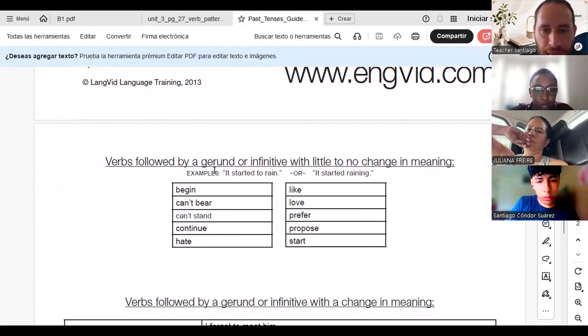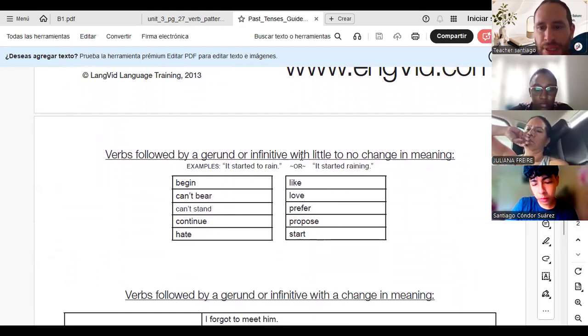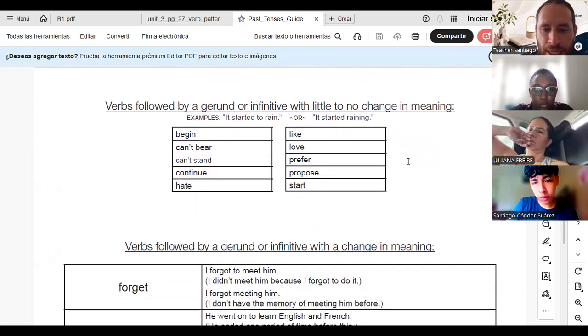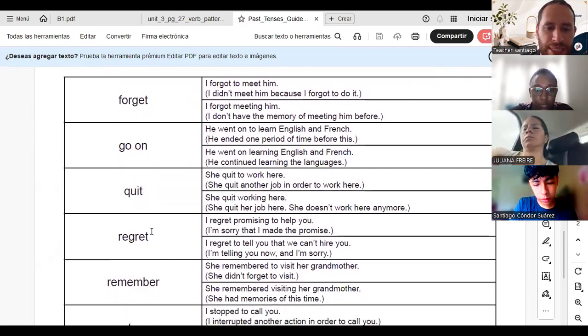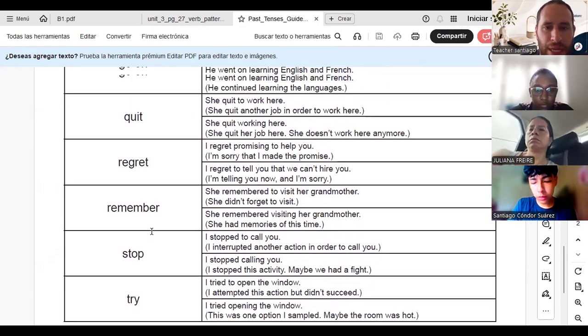And then we have gerund or infinitive with no changes. No cambia, no importa, no cambia el significado. Begin, convert, can stand, continue, hate, like, love, prefer, propose, start. En el ambiente que utilizamos infinitivo o gerundio no cambia el significado. Y los que sí cambian: forget, go on, quit, regret, remember, stop, and try.